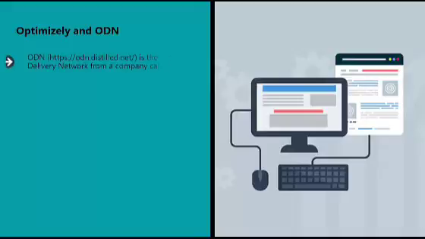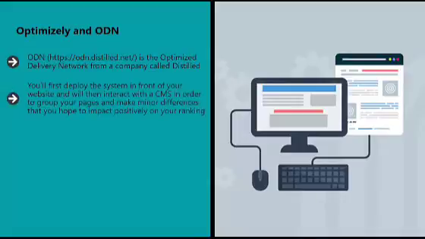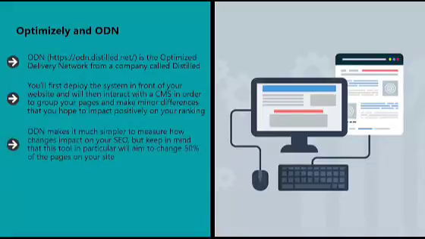Optimizely and ODN. ODN, https://odn.distill.net, is the Optimized Delivery Network from a company called Distilled. This is a tool that allows you to much more easily utilize split testing for your site by grouping different versions of web pages. You'll first deploy the system in front of your website and will then interact with a CMS in order to group your pages and make minor differences that you hope to impact positively on your ranking. ODN makes it much simpler to measure how changes impact on your SEO, but keep in mind that this tool in particular will aim to change 50% of the pages on your site. As we've discussed previously, this might actually be a little more than is optimal for most applications. That said, ODN is one of the best options for those that want to get started with split testing but don't want to tinker with their own website or hire a developer.